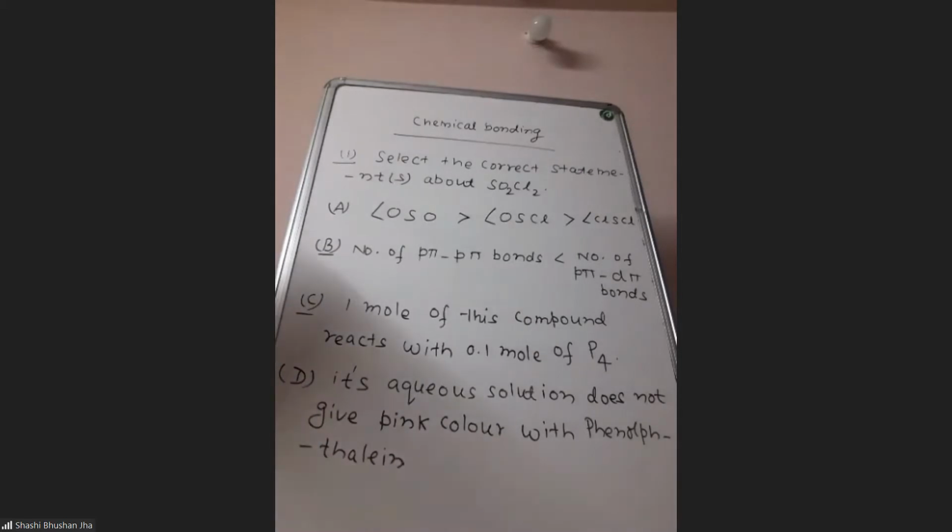So these are the four statements I have written about sulfuryl chloride, SO2Cl2. You have to identify the correct statements. First is related to bond angle. Next, you have to compare the number of p-pi and number of p-pi-d-pi bonds. Option C is 1 mole of this compound reacts with 0.1 mole of P4 and its aqueous solution does not give pink color with phenolphthalein. So you have to identify the correct statements about sulfuryl chloride, SO2Cl2.